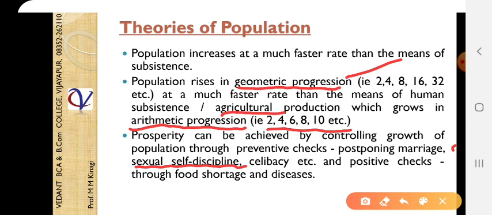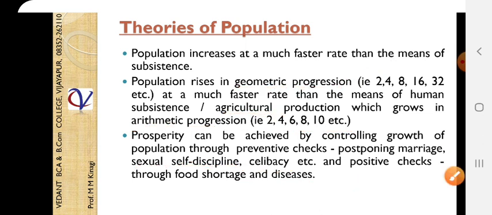And the self discipline, as we have said. If we are very disciplined, then definitely this can help. Whether men or women, we should be very disciplined here. And celibacy is nothing but escaping from that particular moment. So preventive checks should be taken to control the growth of the population, and positive checks are through food shortage and diseases. This is how it impacts the theories of the population.